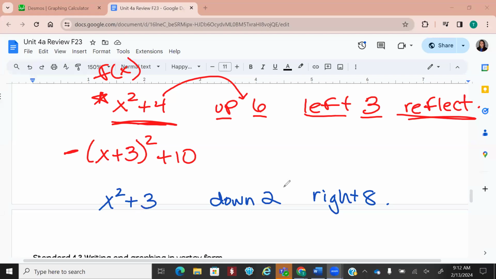Okay, so down 2, so 3 minus 2 is going to give us 1. So we're going to have a 1 on the outside. Right 8, it's going to be minus 8, and we're going to put that little squared. No, it's not going to be negative because it doesn't say anything about reflection. Cool.